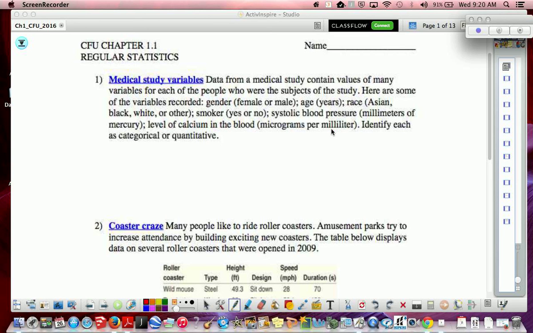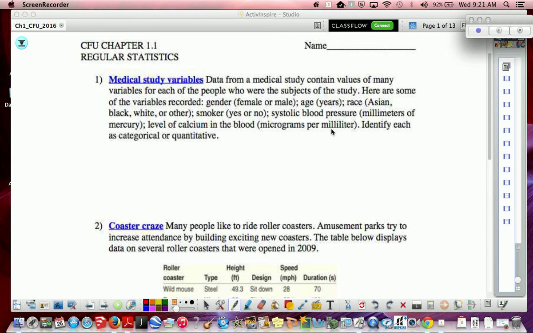Right, well, good afternoon. Here we are taking a look at our first CFU worksheet from chapter 1.1, where you have a couple problems dealing basically with making sure you have the understanding of categorical and quantitative variables. So the first question is basically, can you identify the difference between both? So let's read through it and do the problem.